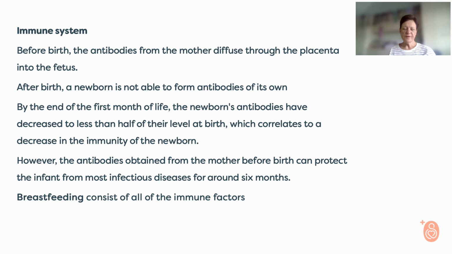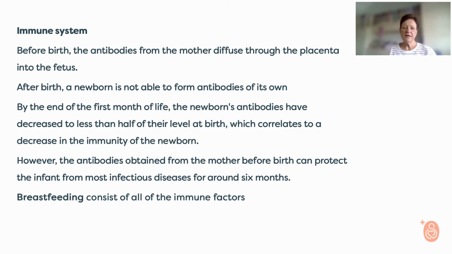Now, the next process of adaptation that we are looking at is the immune system. Before birth, the antibodies from the mother diffuse through the placenta into the fetus. So the mother forms antibodies against things that attack her own body. Like we've said, for example, with the HIV that we have just done before, she produces antibodies against the HIV virus that go through the placenta and will, to a certain extent, also protect the fetus.